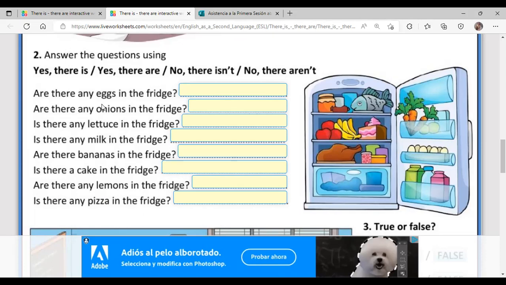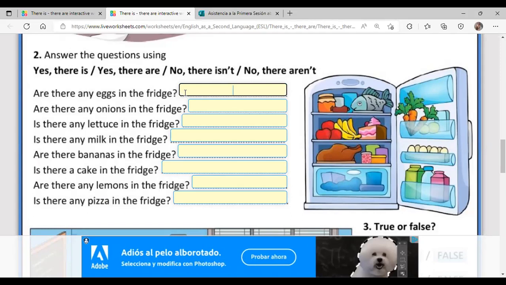Vean que estoy hablando de huevos, estoy hablando de cebollas, lechuga, leche, plátanos, pastel, lemons, quiere decir limas. En inglés decimos limas como lemons. Y entonces, ¿cómo se dicen limones? Limes. Sí, limones, los que conocemos, los verdecitos, se dicen limes. ¿Okay? Y lemons no son limones, chicos. Lemons se traduce como limas. Y después tenemos pizza.